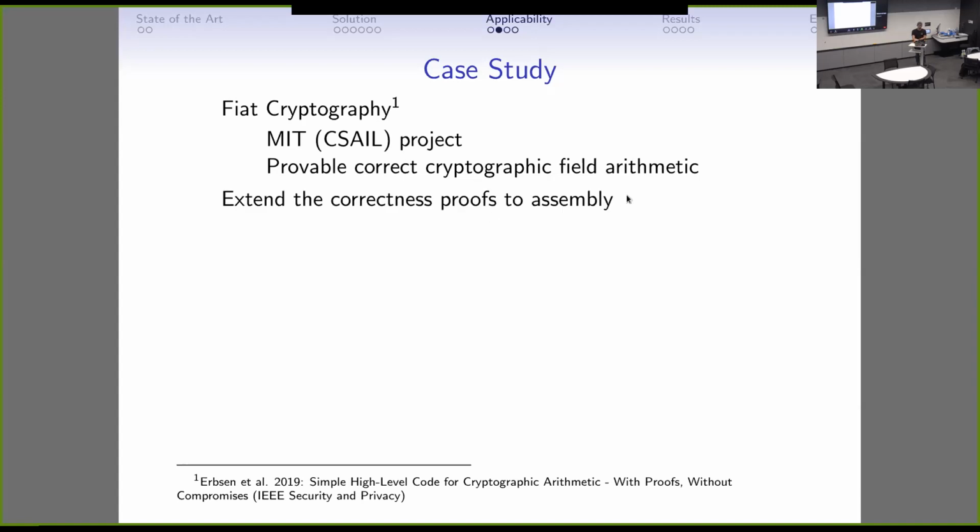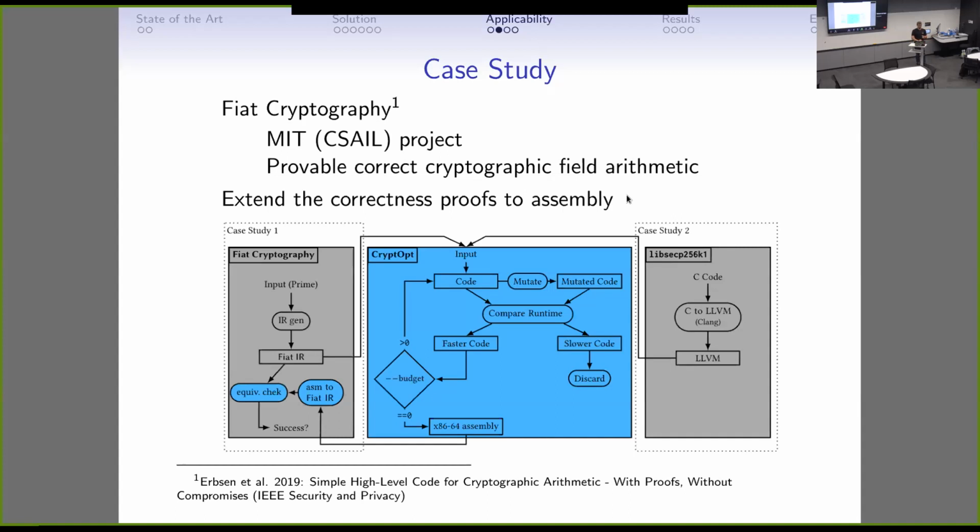With our project, CryptOpt, we extend the proofs to assembly. The C code that they have is provably correct, but then one needs to invoke a C compiler to compile that to machine code, and you need to trust that C compiler. With our project, we extend that to assembly, and the way we do that is the following.